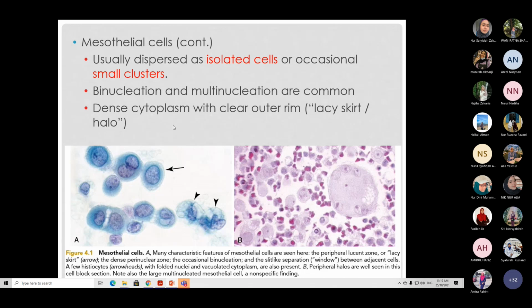And then the cytoplasm, sometimes dense with a clear outer rim. Okay, you see here, this is the clear outer rim, which means lacy skirt. The term is lacy skirt. You know, like someone wearing a skirt with lace. Okay, can you see it looks like a lace skirt, lacy skirt. Terminology.